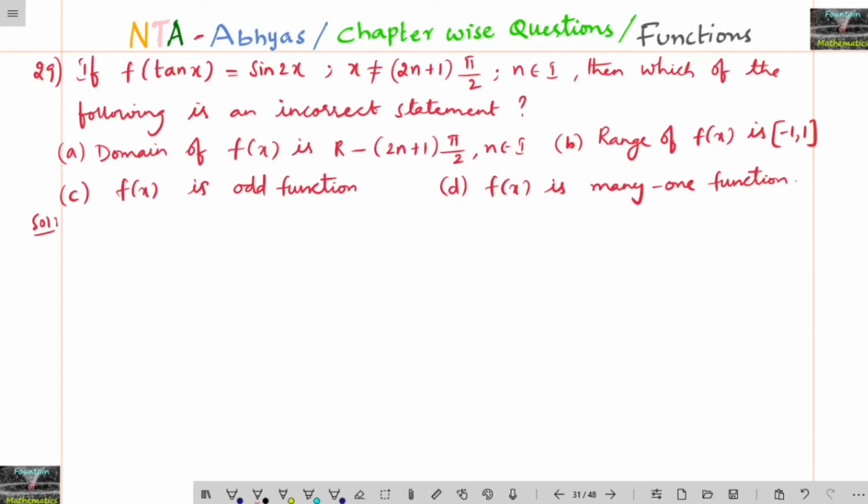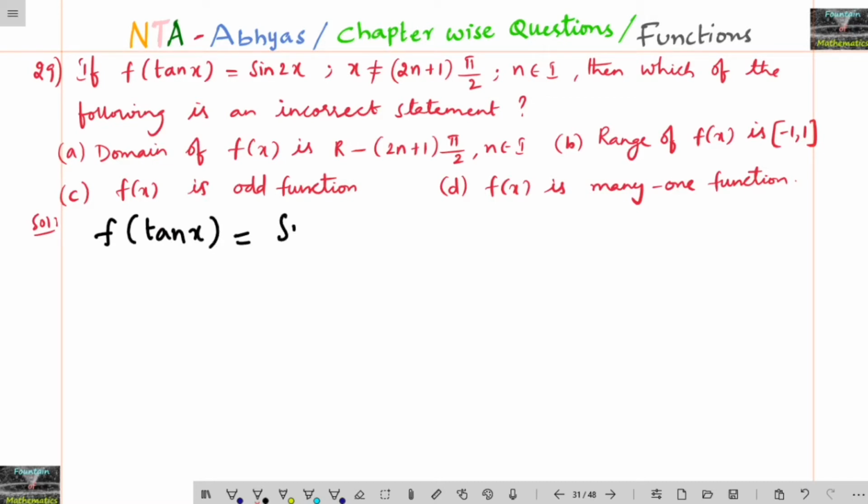If f of tan x is equal to sin 2x, where x is not equal to (2n plus 1) pi by 2, and n belongs to I, then which of the following is an incorrect statement? So what is the given function here? f of tan x is equal to sin 2x.